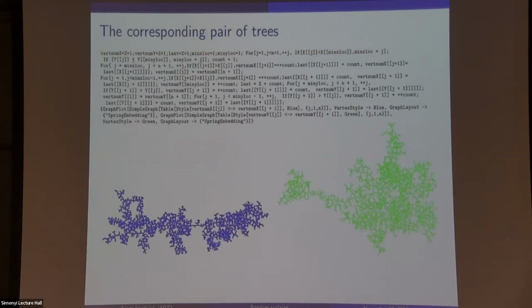Okay, so here's a little more code. I make the corresponding pair of trees. And again, this uses the spring embedding, but restricted to the plane. It embeds the tree, so you can see the tree-like structure. Maybe I'll zoom in a little.